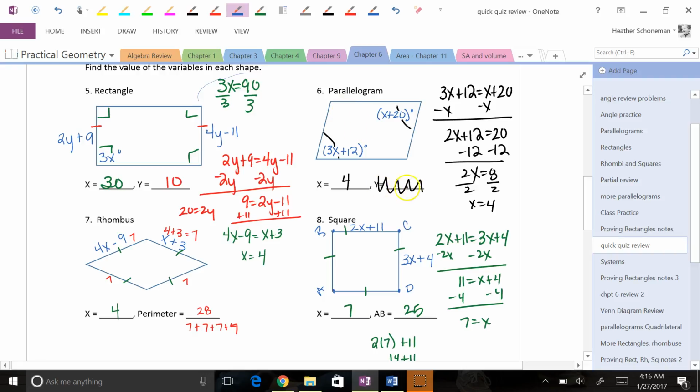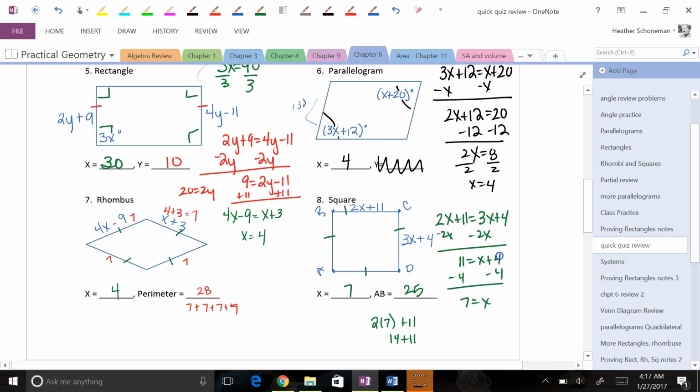Okay, 6 is a parallelogram. There's no y to find, so I crossed that out. In a parallelogram, opposite angles are congruent, and angles that share a side add to 180. Well, these are opposite, so I set them equal to each other, got x is 4.